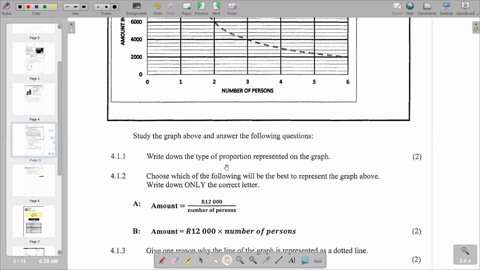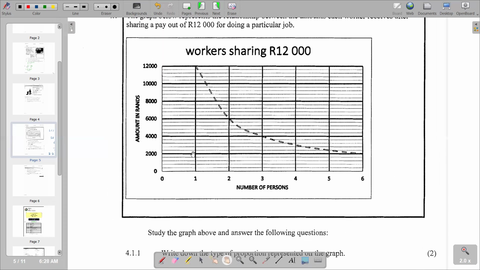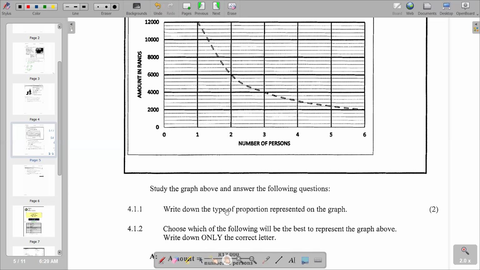You would see that the type of proportion depends on the relationship between the amount in rands and the number of persons. As the number of persons increases, we notice that the amount in rands is decreasing. So basically, there is an opposite movement of the two variables. When one variable increases, the other decreases, which shows a negative relationship. So 4.1.1 requires us to write down the type of proportion, and we are saying it's a negative proportion.